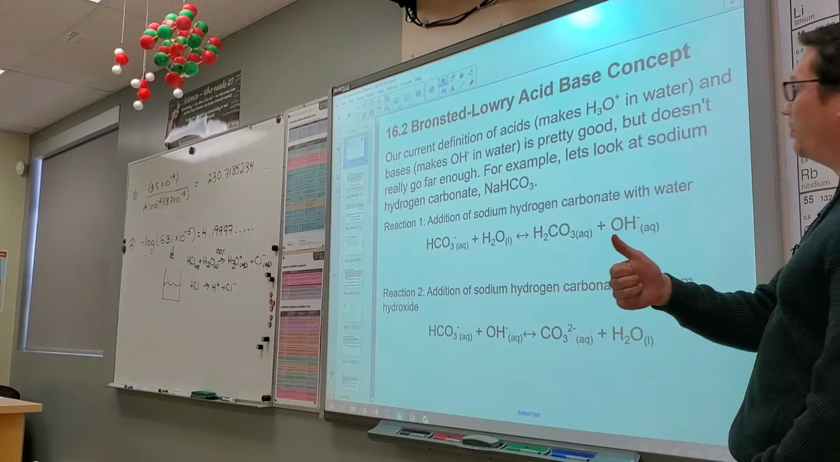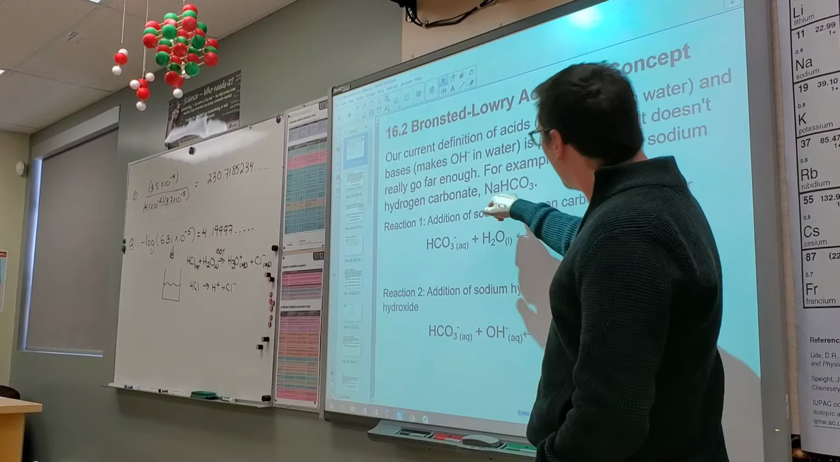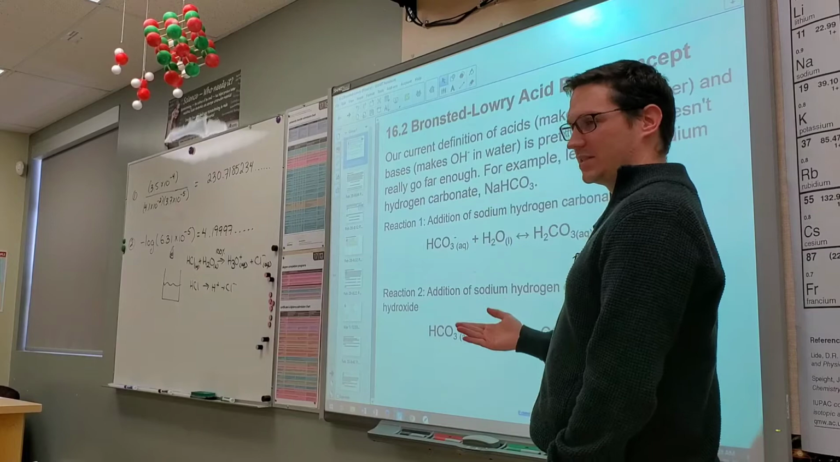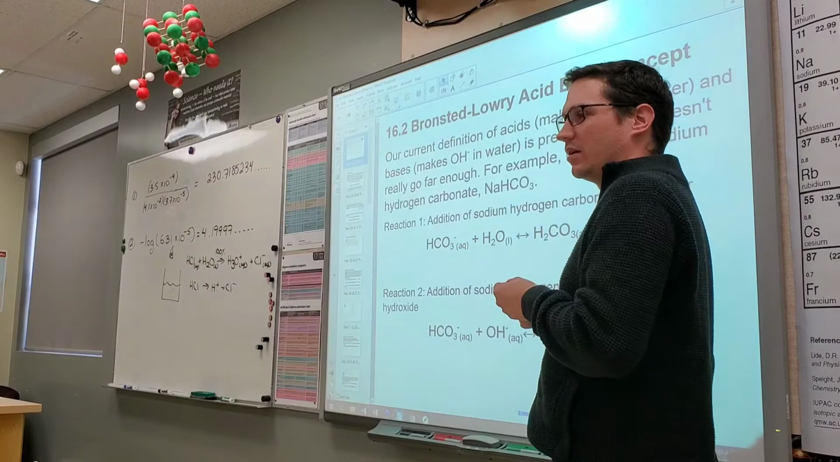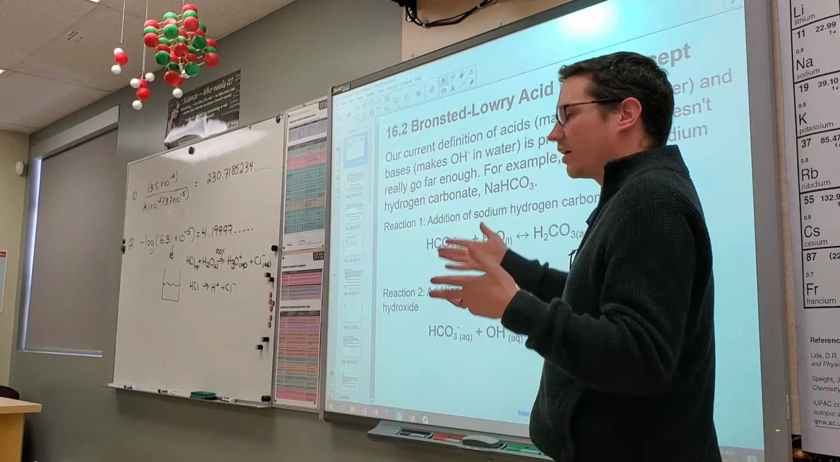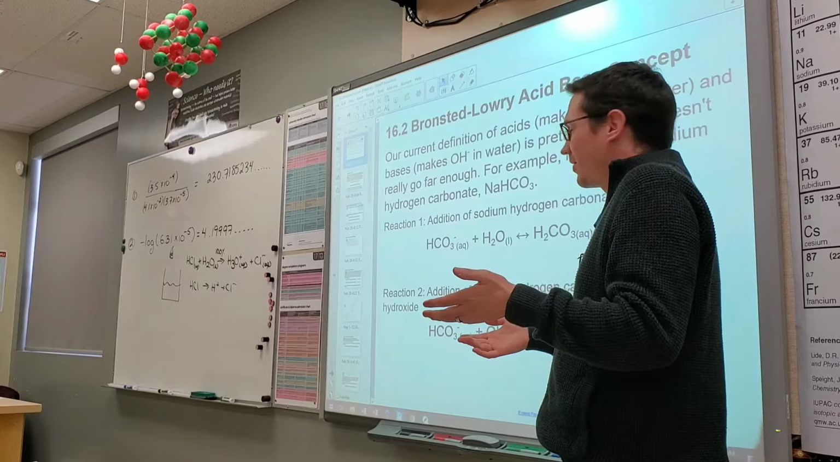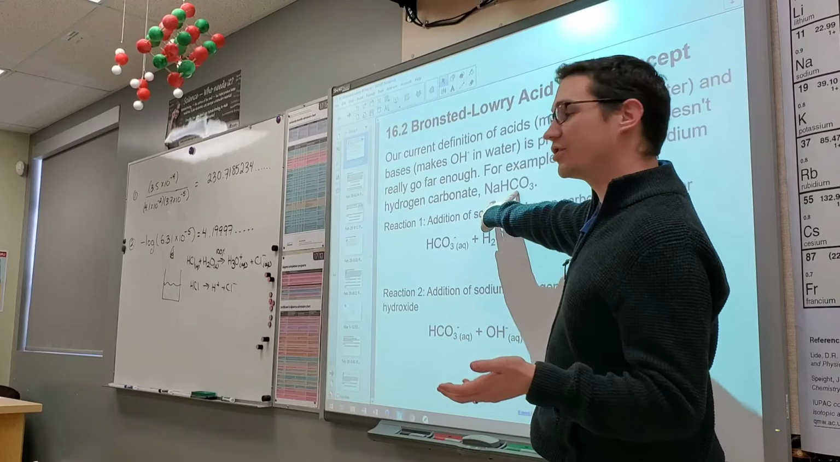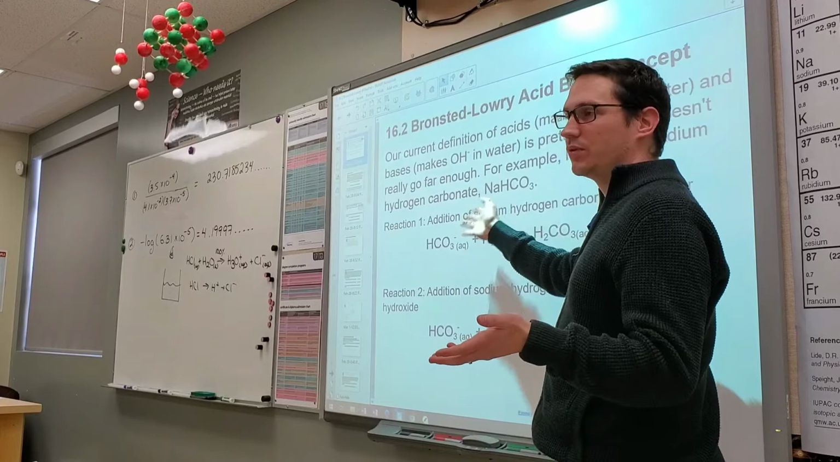For example, let's look at sodium hydrogen carbonate. What kind of compound is this? How would you classify this compound? Molecular, element, acid, base, ionic. What's going on here? Base. It's a base? Okay. Sodium hydrogen carbonate, for sure, it begins with what? Sodium, which is a metal. So would you agree this is an ionic compound? Okay.